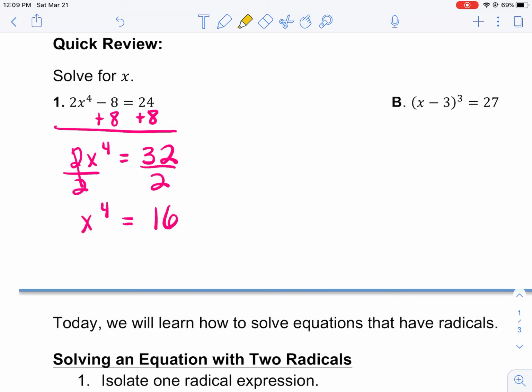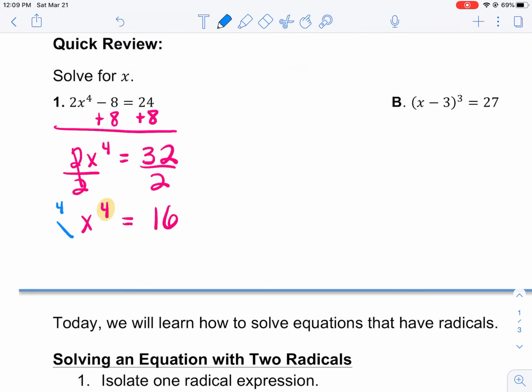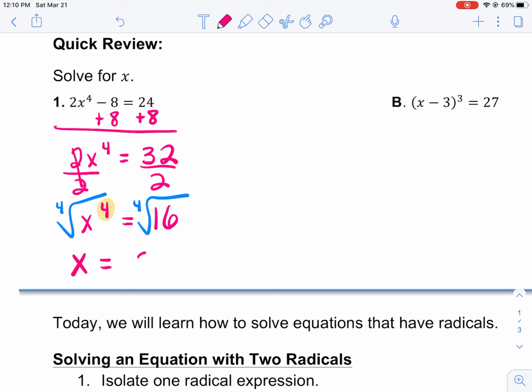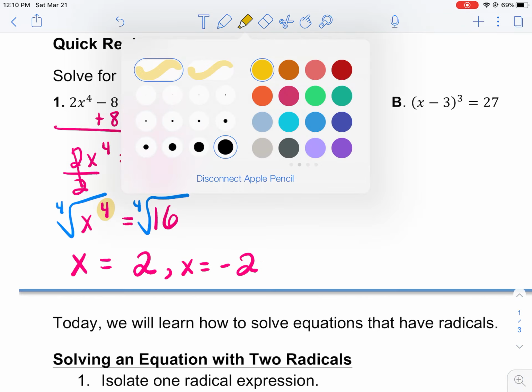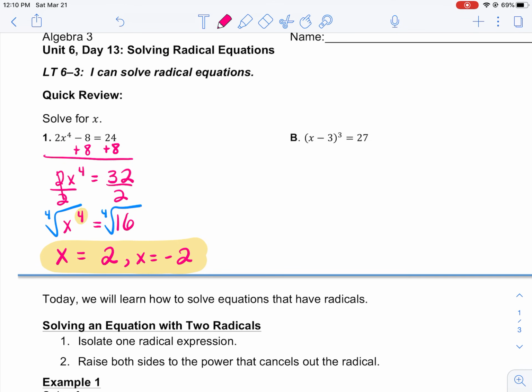In order to get rid of this exponent of 4, we're going to take the fourth root of both sides. Instead of a square root, we're taking the fourth root, and the fourth root of 16 equals 2. So we say x equals 2. But because x is being raised to the fourth power, x could also be negative 2, because if you multiply negative 2 by itself 4 times, you get positive 16. So the shortcut would be to write x equals plus or minus 2. Either one is fine. It's only when you're taking an even root that you have to consider that plus or minus sign.